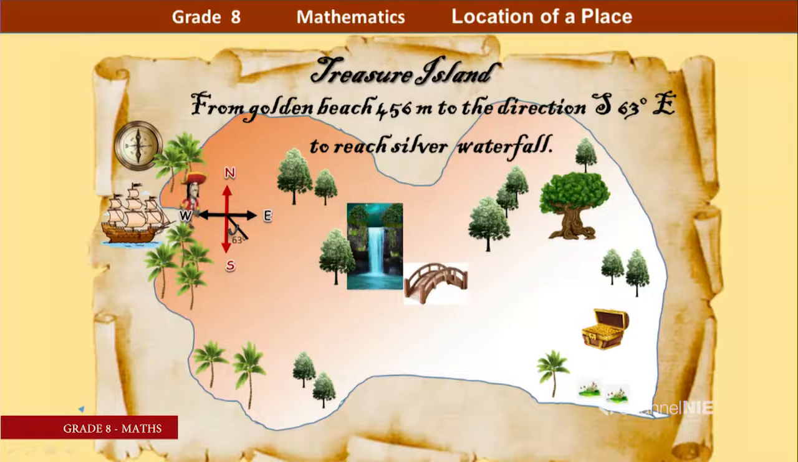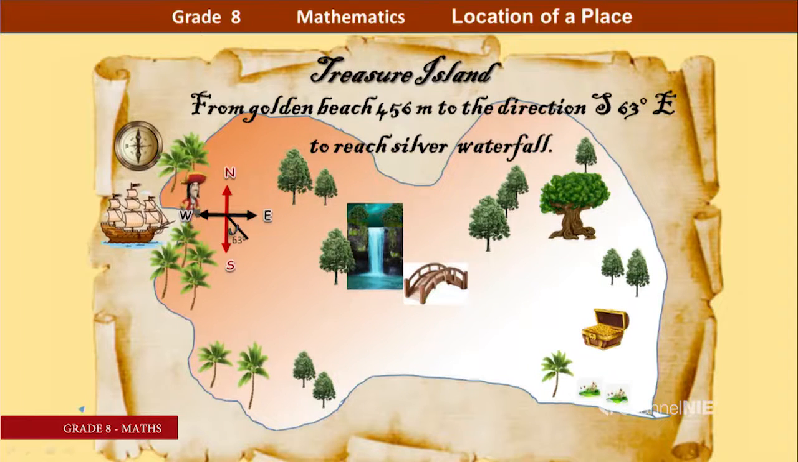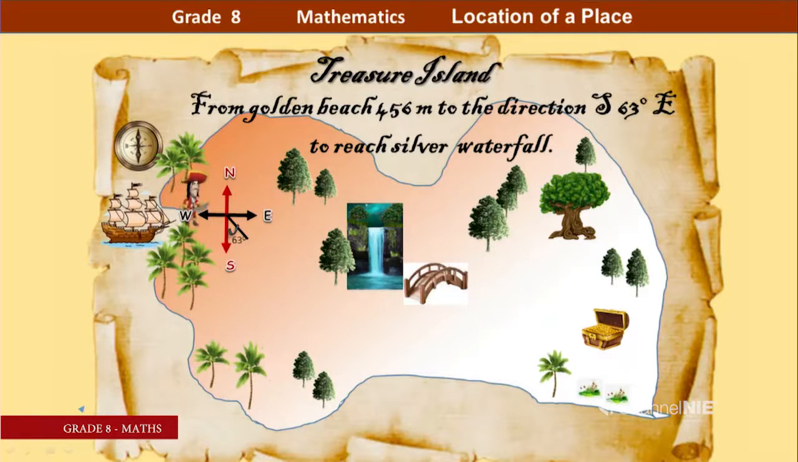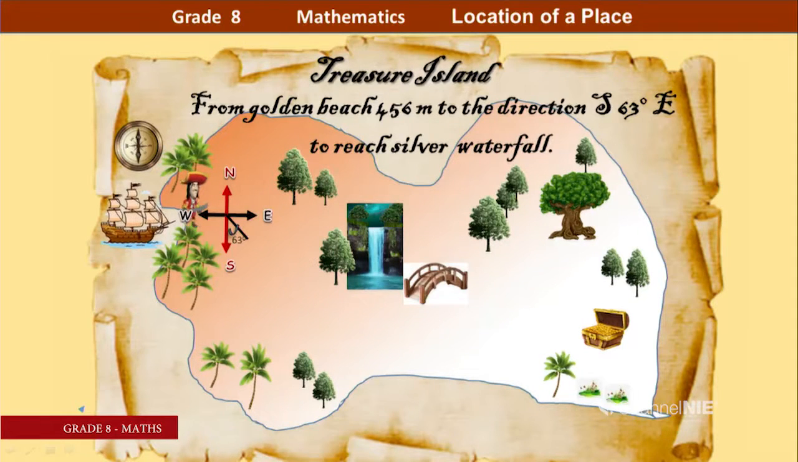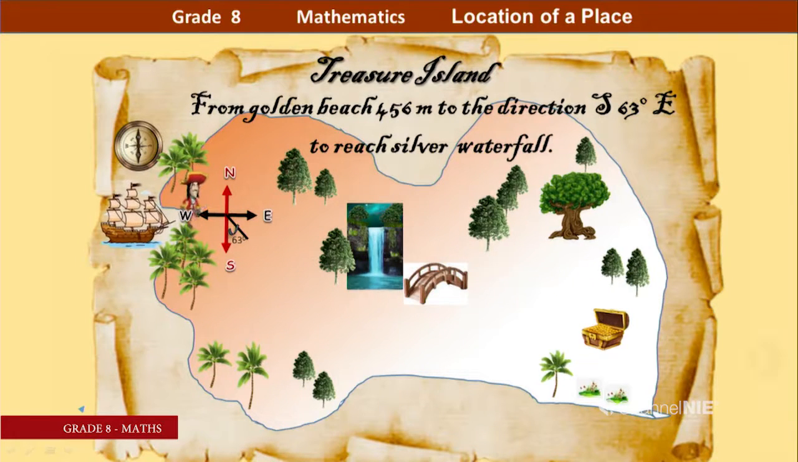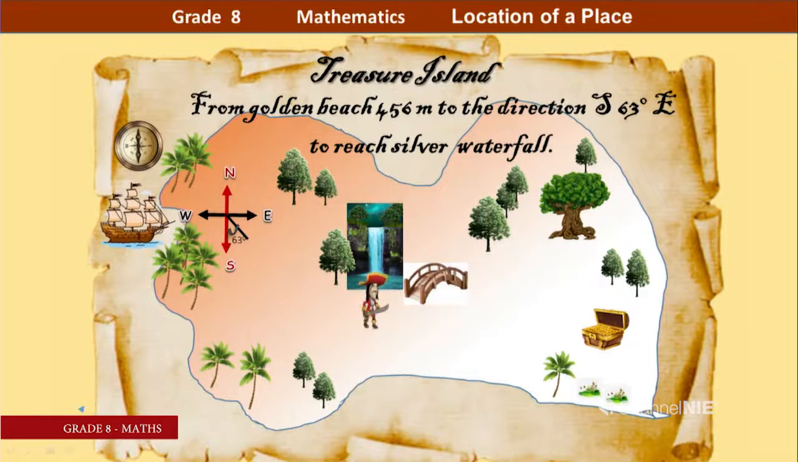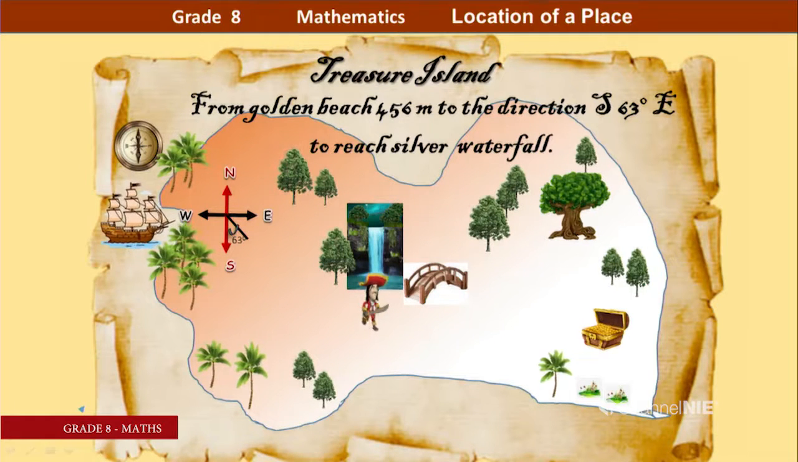So, if he didn't make the angle very accurate, could he reach the Silver Waterfall? No, he will be lost. So, he is going to follow the steps very accurately with the correct angle and with the correct distance. We will see whether he goes to Silver Waterfall. There he goes. Now he is at Silver Waterfall. Now what? He should find the sparkling tree. We will see whether he could.